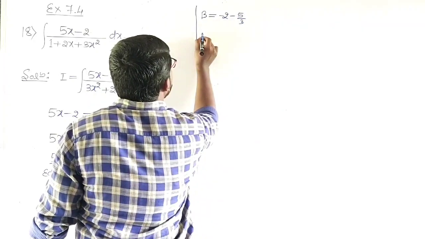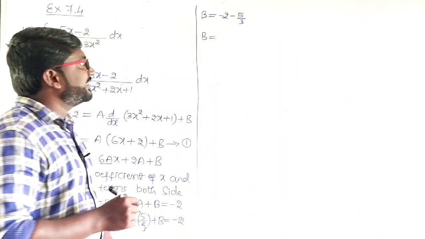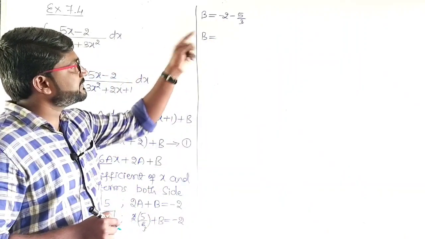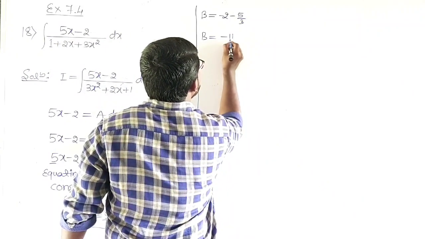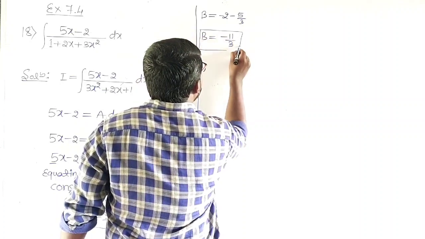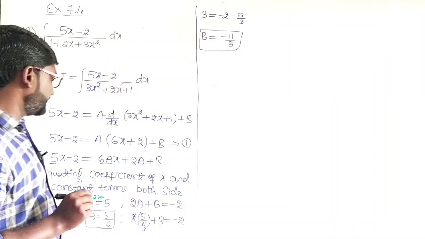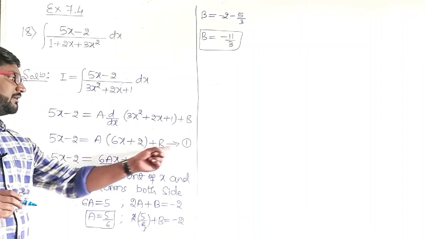So take the LCM now. B equals 3 multiplied with minus 2, we get minus 6. Minus 6 minus 5 is minus 11, divided by 3. Minus 11 divided by 3. So we have got the values of A and B. Now we should substitute the A value and B value in equation number 1.